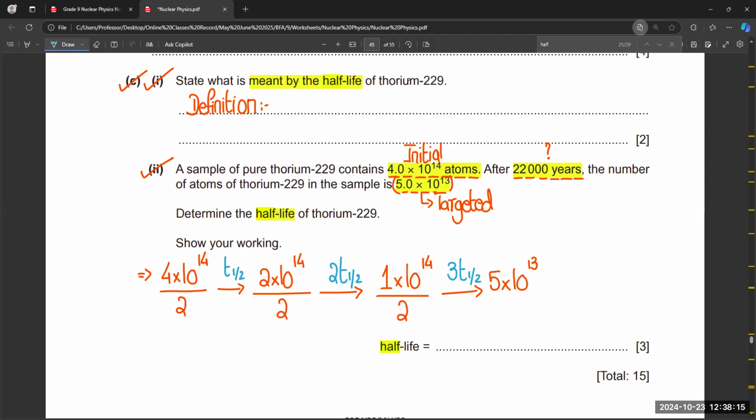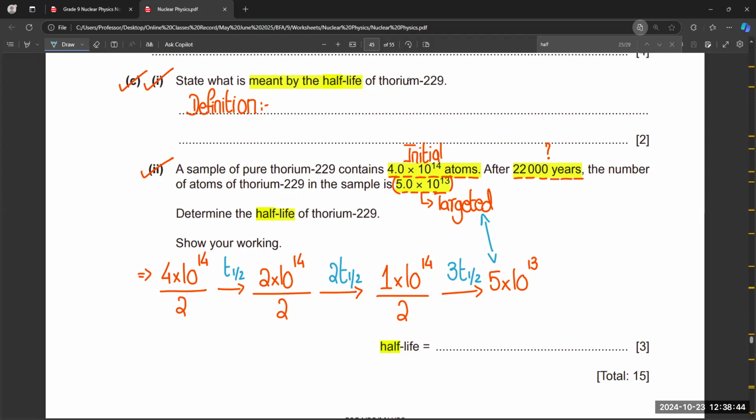So in this question, how many half-lives do we perform to get the targeted value? 3 half-lives, right? You can see we perform first, second, third. And after the third half-life, you got the targeted value that is given in the question. Okay, clear? Any confusion at this point? No, sir. Okay. So we got the targeted value.